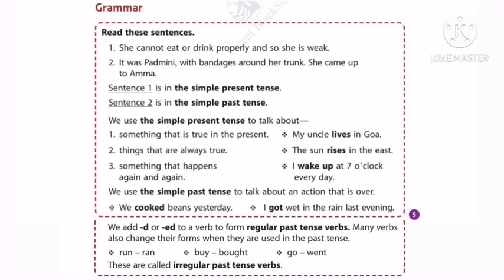Next sentence, I got wet in the rain last evening. Here the verb is got. We add d or ed to a verb to form regular past tense verbs. Many verbs also change their forms when they are used in the past tense. For example, run changed into ran, not run. Buy, bought. Go, went. These are called irregular past tense verbs. We already discussed all these tenses, that means simple present tense and simple past tense.